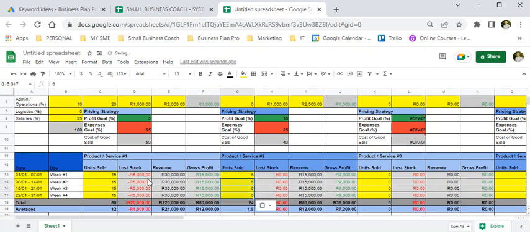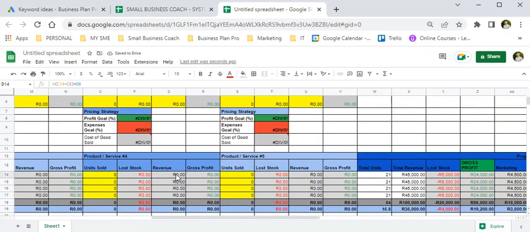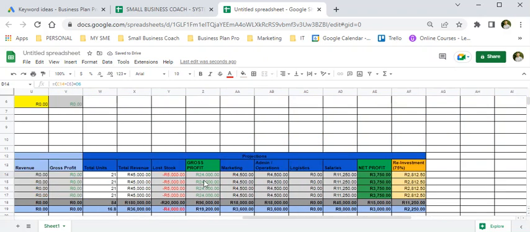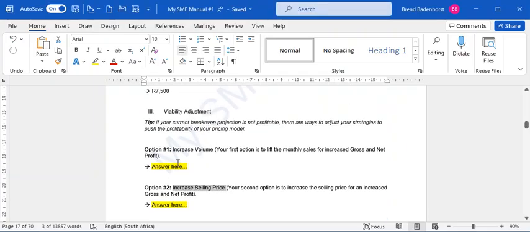Right. This is just the first option, and immediately you'll see the difference. My gross profit goes to 96,000 Rand. I've got 18,000 for marketing spend now, and I'm suddenly on a net profit of 15,000 Rand. So that's your first option. Your first option is to increase the volume. That goes hand in hand with my marketing strategy. Can I get more customers in? If yes, I will be able to increase my volume.